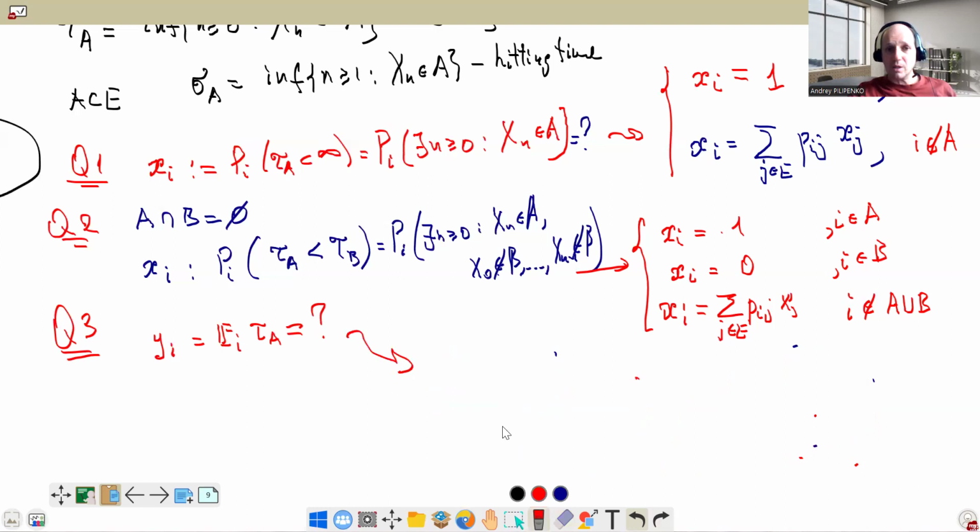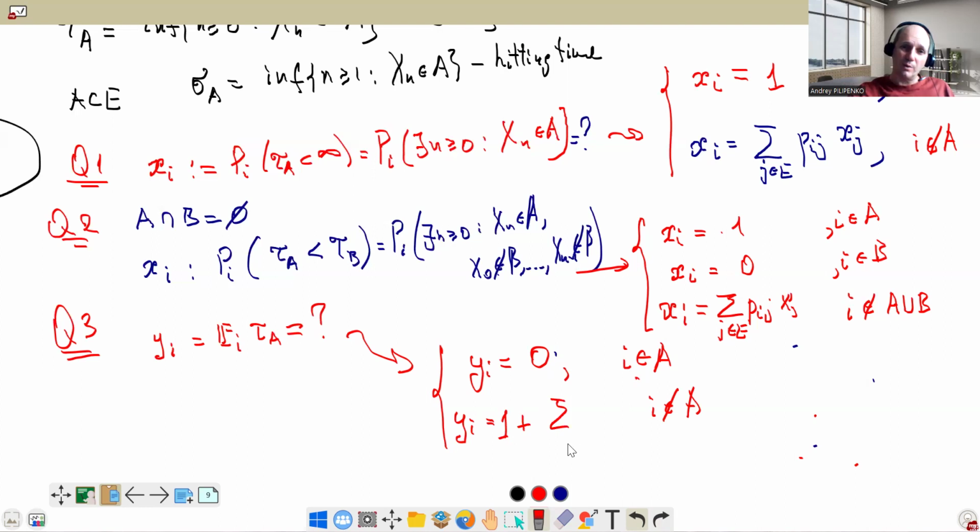For this expectation, again, we have to consider two different cases. If you start from A, then tau A is 0, so the number of steps is 0. If you do not start from A, then you make at least one step, so 1 plus. And if after the first step you start from j, then the average number of steps is yj. Hence, the average number of steps after the first jump is the sum of Pij, the probability that you jump to j, times yj.